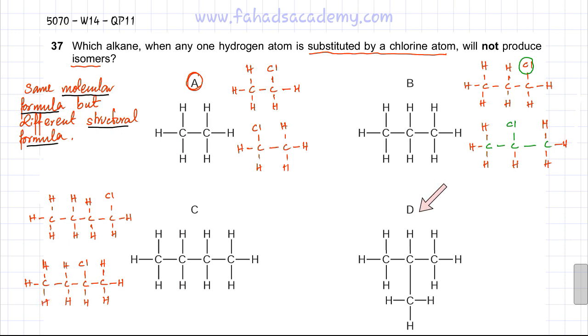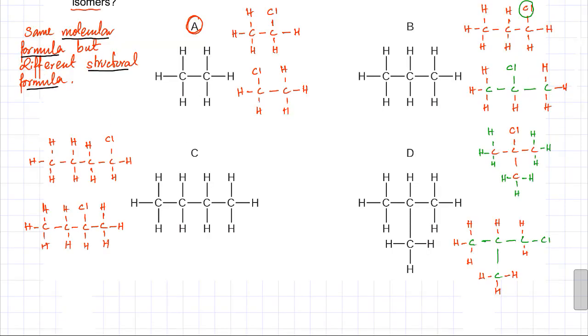Similarly, option D is also going to make an isomer. So I'm going to quickly draw the 2 isomers. Here you can see the 2 isomers. Over here the Cl is bonded to the carbon in the middle, and over here the Cl is bonded to the carbon at the end. So for this molecule, whichever hydrogen gets substituted by a chlorine atom, it's still going to form isomers.